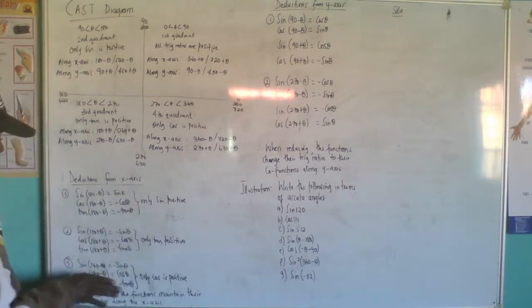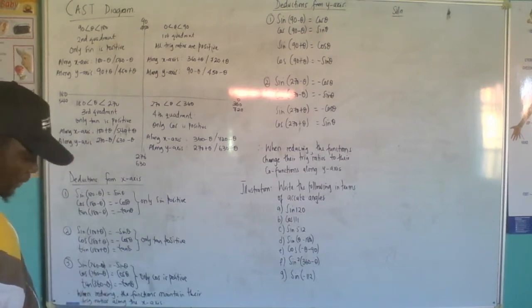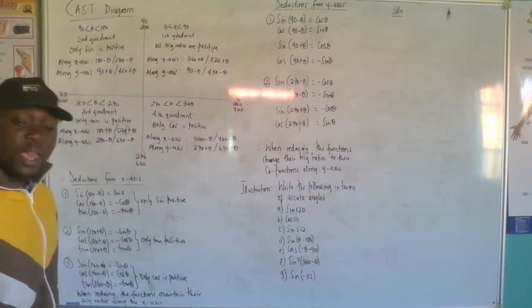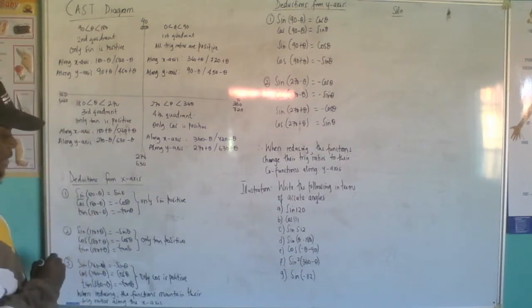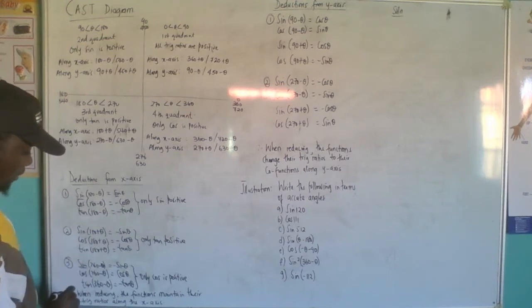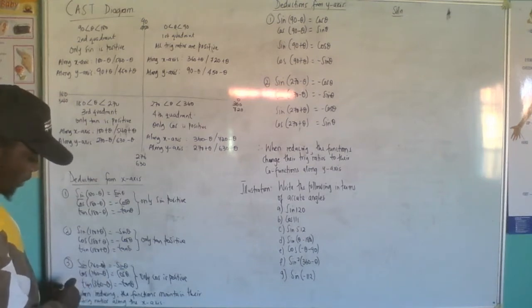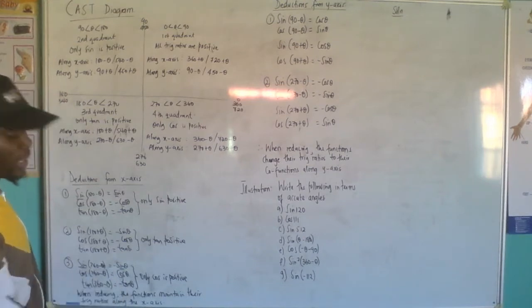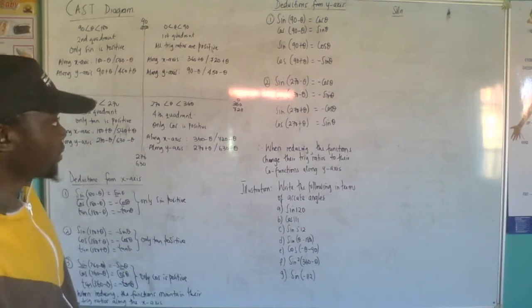Concluding all these deductions along the x-axis, when you are reducing, the functions always maintain their trig ratios. This is what I'm talking about. If you have sine, you get your answer as sine. If you take a cos, you get your answer as a cos. If you get sine in the fourth quadrant, you still get sine. If you get tan or cos in the fourth quadrant, you still get tan and cos. So our trig ratios are maintained.